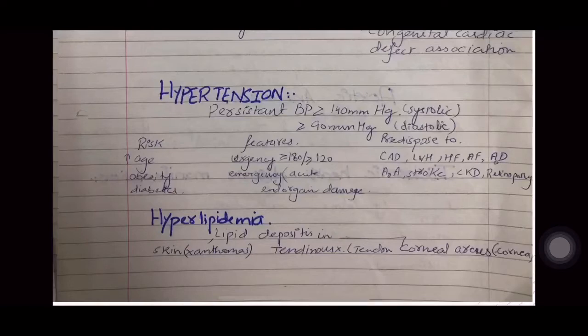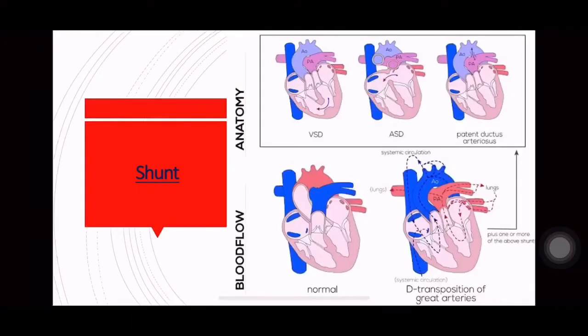Next, here is the diagram to show various anomalies of shunt: VSD, ASD, patent ductus arteriosus, and transposition of great vessels.